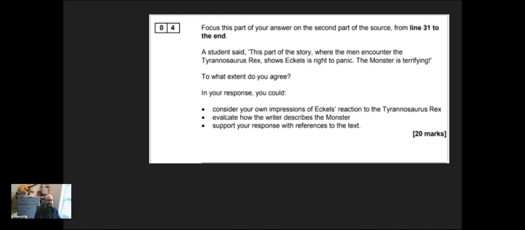Also, at the bottom here, you've got these 3 bullet points, and these are things that the exam board suggest that you could do. And as we all know, when they say could, that's secret code for you should do these things. So most certainly, you want to be writing about your impressions of Mr. Eccles' reaction to the T-Rex. You also, and this is a really common one that people forget to do, evaluate how the writer has described the monster. And you definitely want to be supporting your response with references to the text, i.e. using quotes, which a lot of people forgot to do in the mock exam.